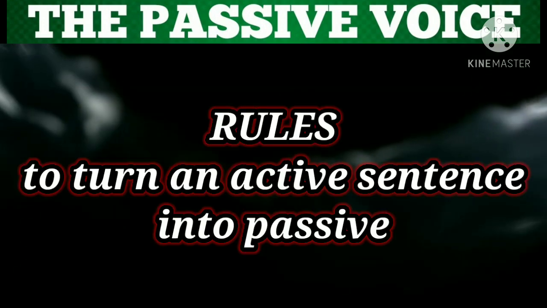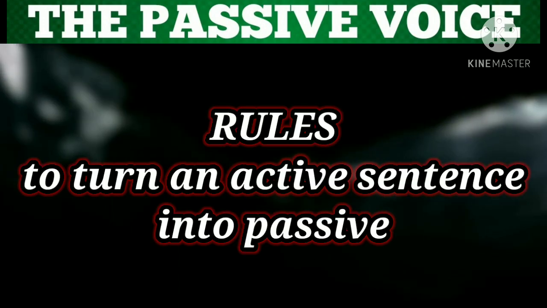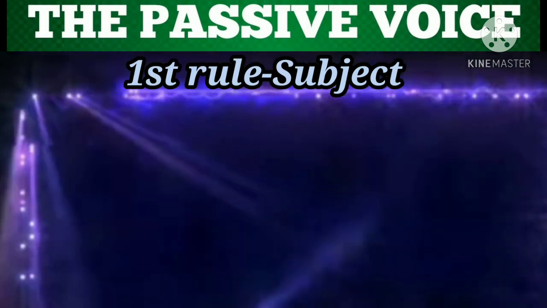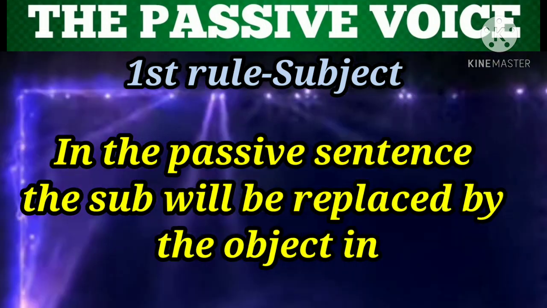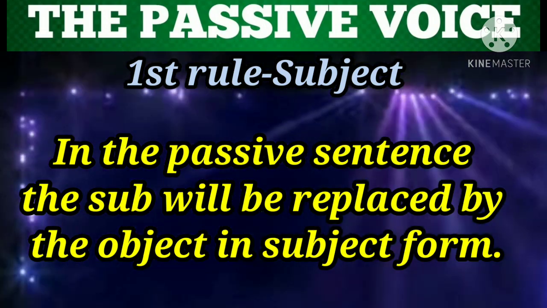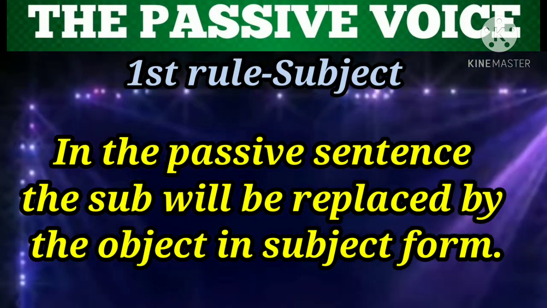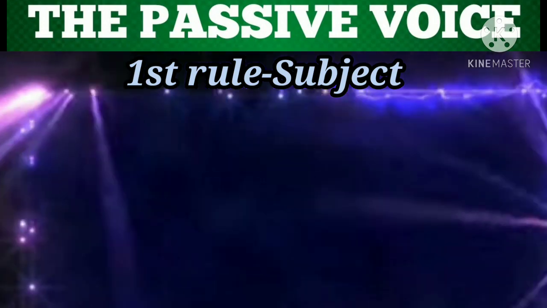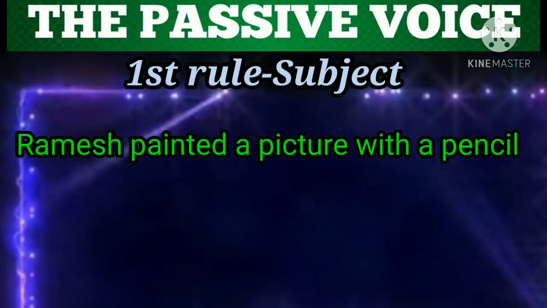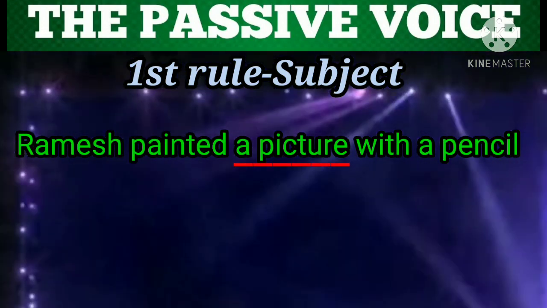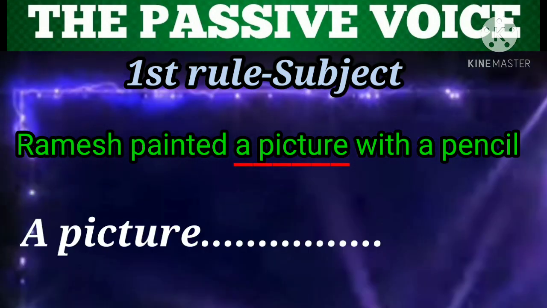Now come to the rules of turning the sentence into passive. First rule, that is about the subject. In the passive sentence, remember, the subject will be replaced by the object in subject form. So here the passive sentence will be started with a picture.